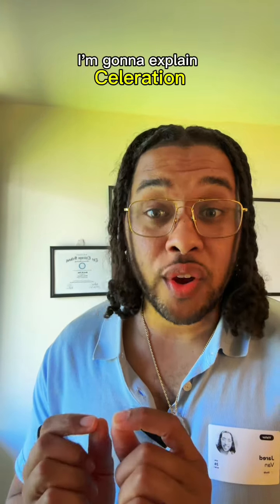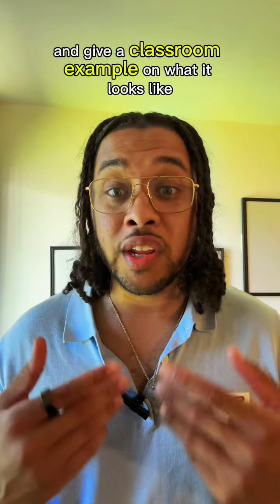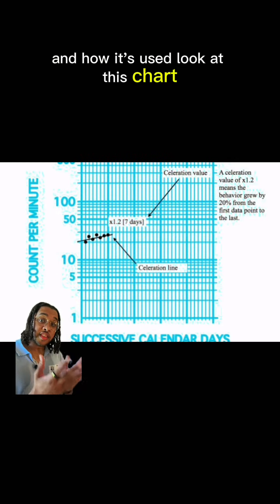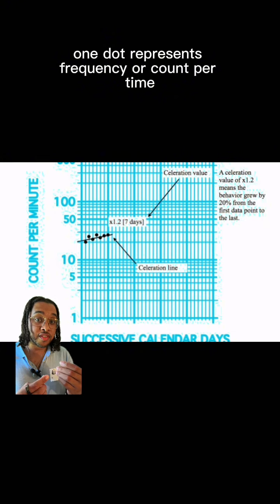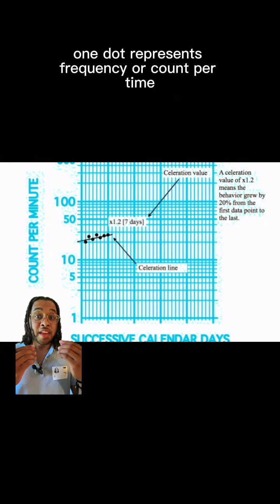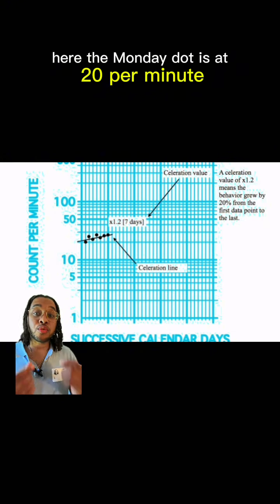I'm going to explain celeration and give a classroom example on what it looks like and how it's used. Look at this chart. Each blue line is a day. Each thick line is a Sunday. So the first dot is on a Monday. One dot represents frequency or count per time. Here, the Monday dot is at 20 per minute.